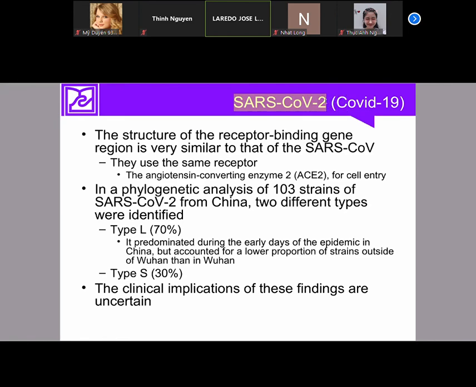The structure is very similar to the SARS coronavirus that appeared in China 18 years ago. They bind the same receptors. They are very, very similar. Currently we know that the new coronavirus is found in two types, with some mutations, but not many until now.